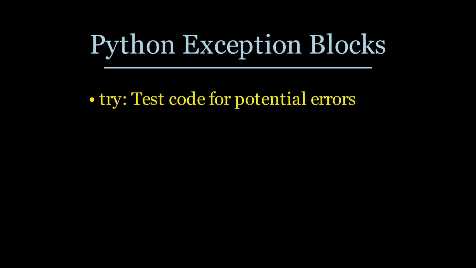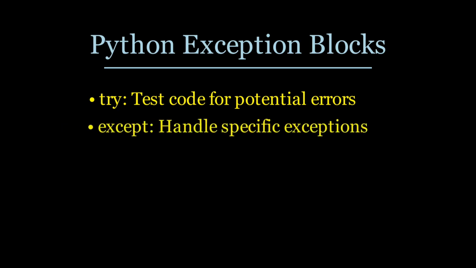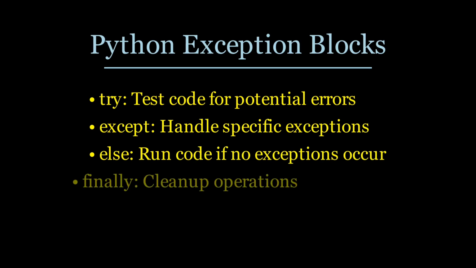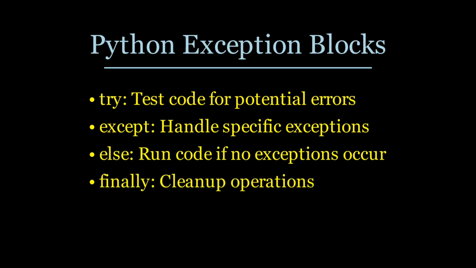Let's look at the building blocks of exception handling in Python. The try block is where you place the code that might raise an exception. Python will monitor this code for potential errors. The except block catches and handles the specific exception when it occurs, allowing you to respond appropriately.